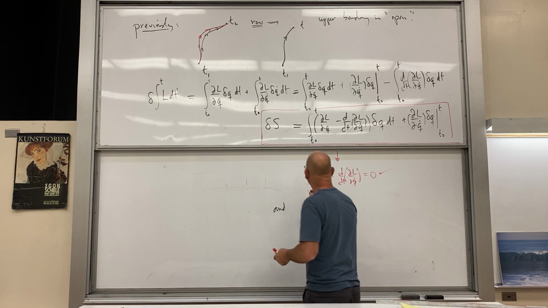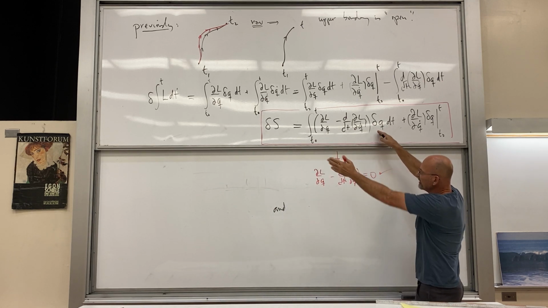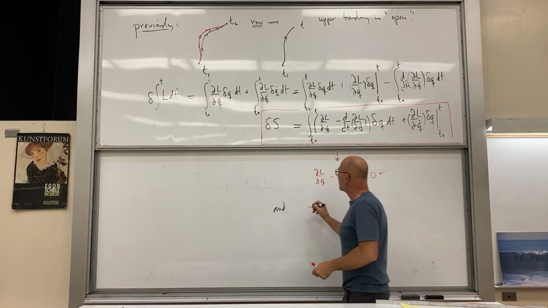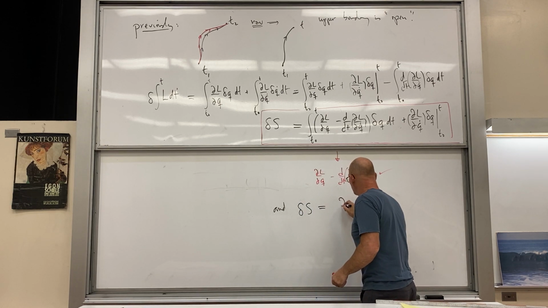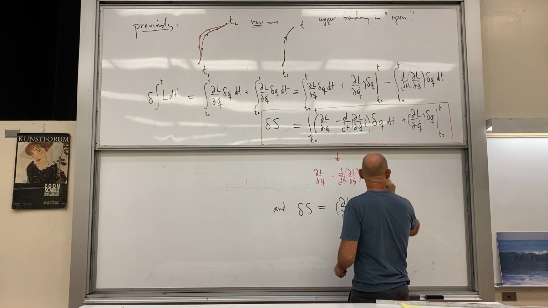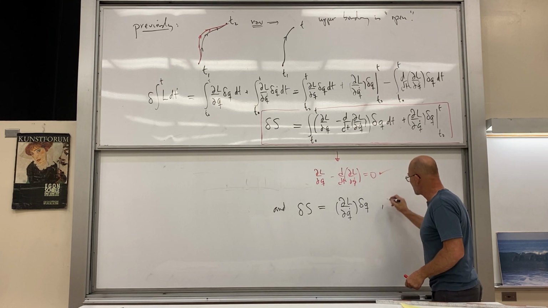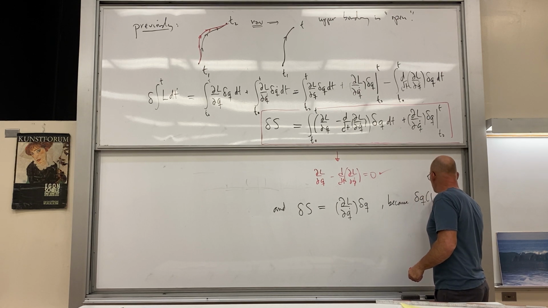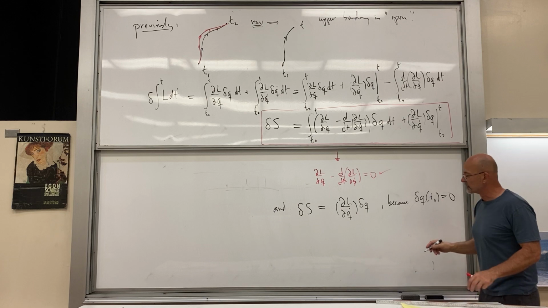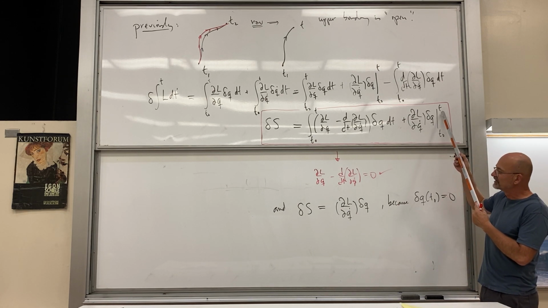So now, and by the way, since those are 0, this whole thing vanishes again. So what we now have is δS equal to ∂L/∂q̇ times δq, because δq at t0 is equal to 0. So it's understood that that is with respect to the upper bound t.